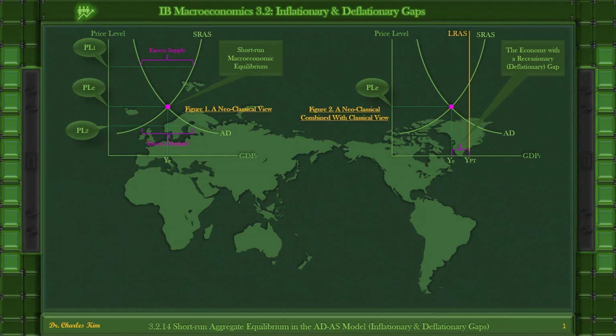Figure 2 shows equilibrium real GDP, YE, to the left of potential GDP, YPT. When real GDP falls below potential GDP, the economy is in a recession, which is also referred to as a deflationary gap, and unemployment exceeds the potential rate of unemployment. What causes this to happen?